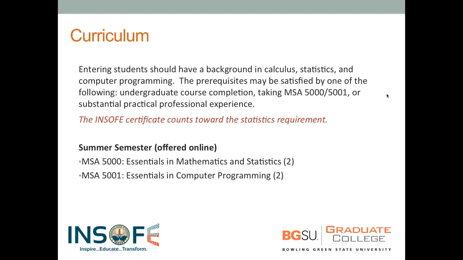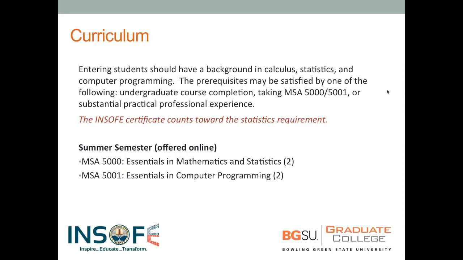However, if you have not met those prerequisites, we do have 2 summer courses. These are courses that get 2 credit hours each. One covers the mathematics and statistics. The other covers the computer science, basic computer programming. So these are 2 courses, 2 credit hours each, that are offered prior to the fall semester, so basically, they will be offered in summer semesters.